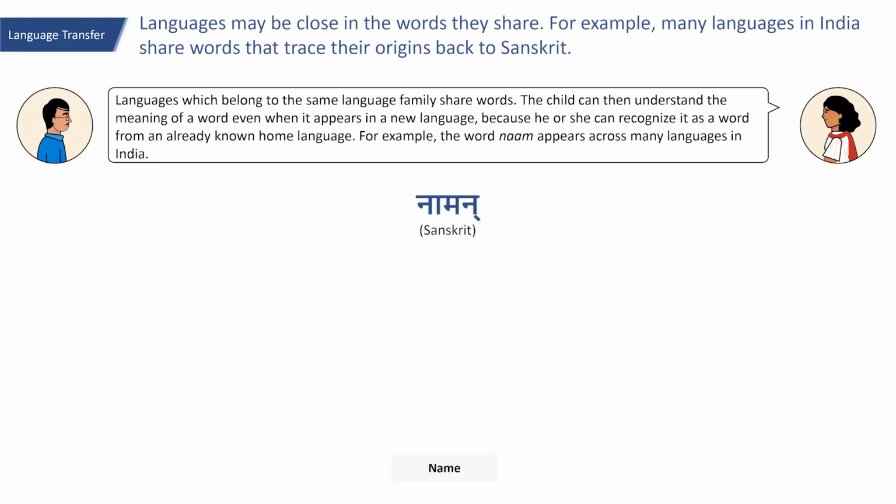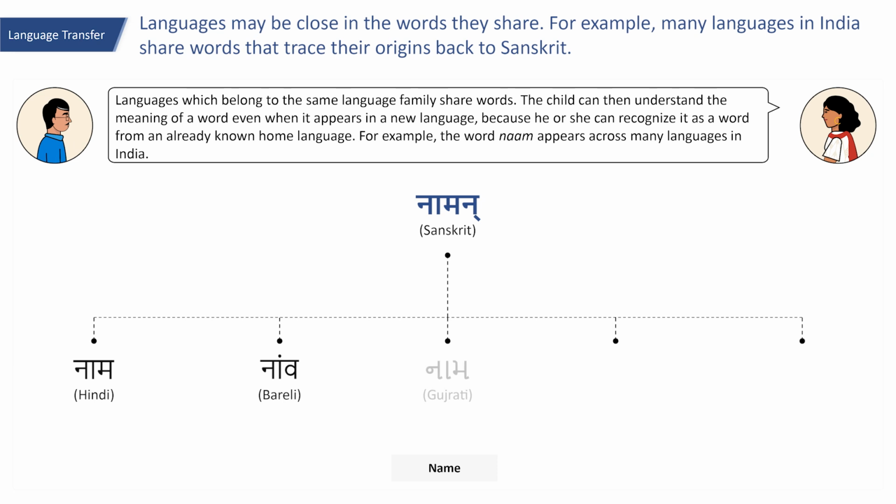Languages which belong to the same language family share words. The child can then understand the meaning of a word even when it appears in a new language, because he or she can recognize it as a word from an already known home language. For example, the word naam appears across many languages in India.